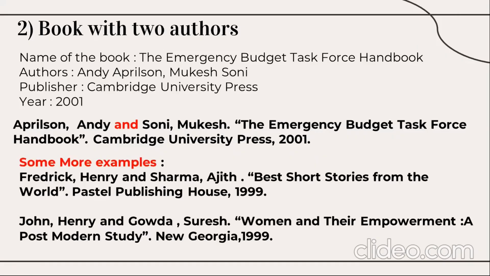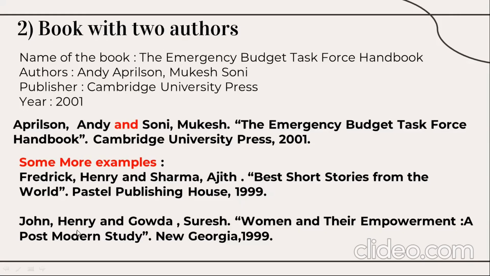So we have here two authors, Henrik Frederick and Ajit Sharma. So Frederick, comma, Henrik, last name first, followed by the first name, and Sharma, comma, Ajit. Then the book name should be in the inverted comma, Best Short Stories from the World, full stop, publisher, Pastel Publishing House, comma, 1999.